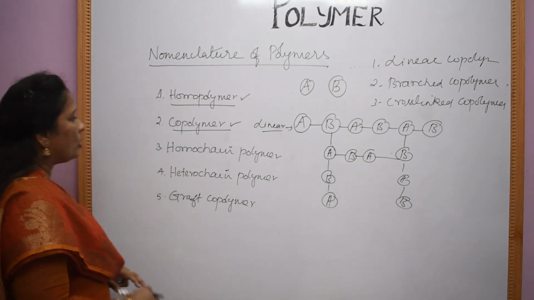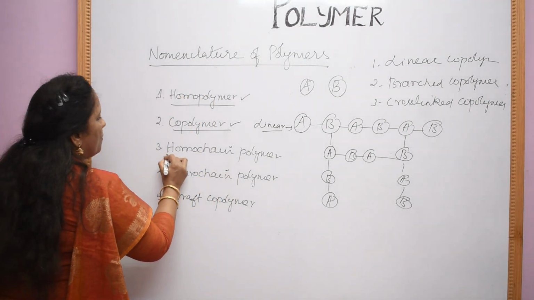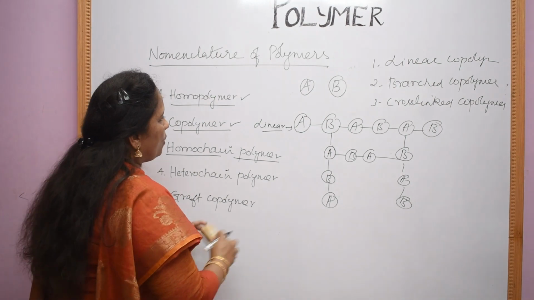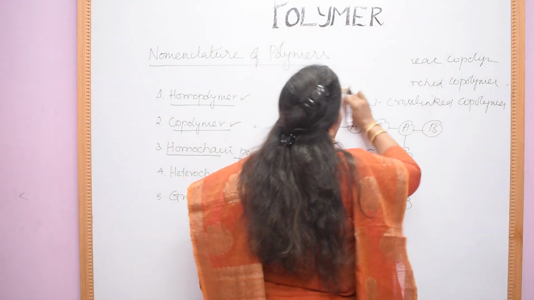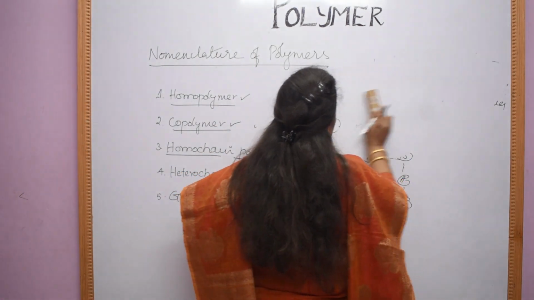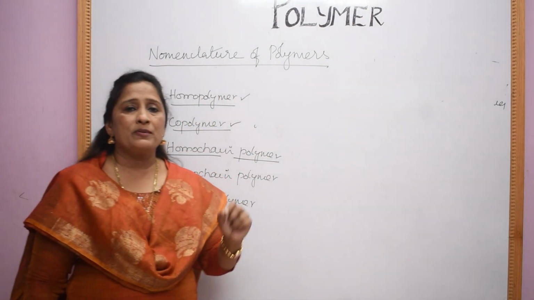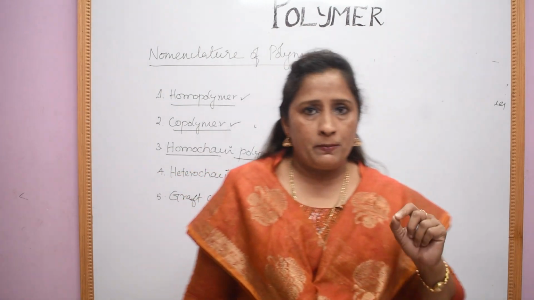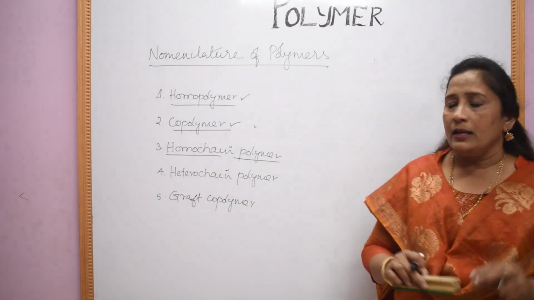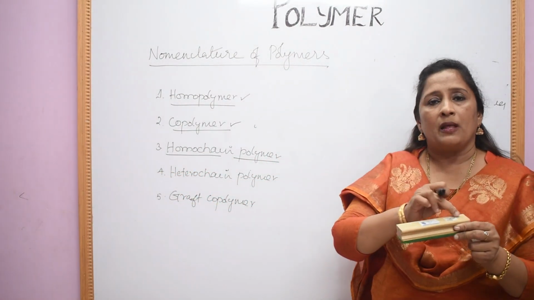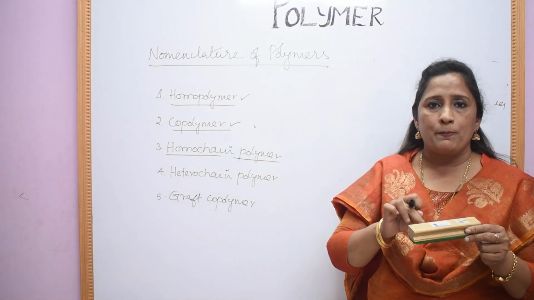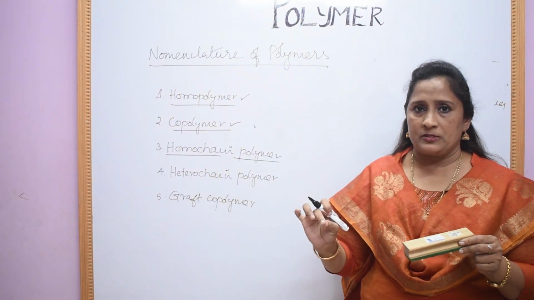Now let us move on to what is meant by homochain polymer. So a homochain polymer is one where the polymer chain, the backbone of the polymer, is made up of the same type of atoms. Let me repeat once again. Here in the homochain polymer, the backbone of the polymer is made up of the same type of atoms, right?